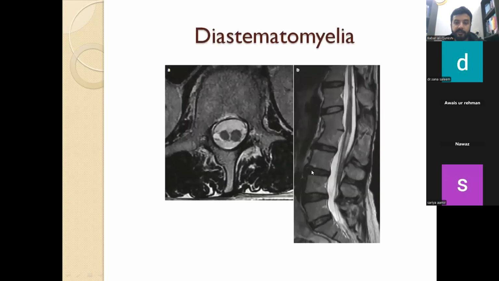This is the example of diastematomyelia, in which we can see in the axial cuts clearly that these are the two cords. The cord is actually divided inside. These are the T2 cuts. CSF can be seen surrounding it, and the cord is divided into two. So it appears as the eyes.